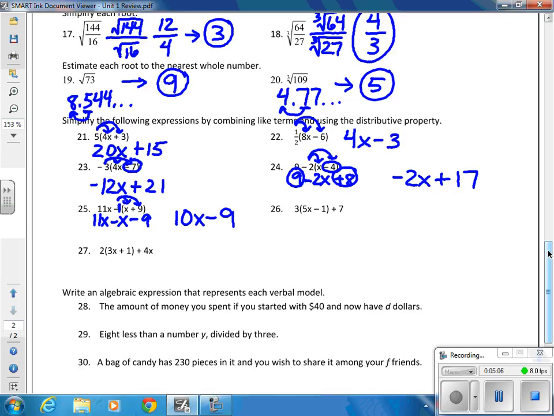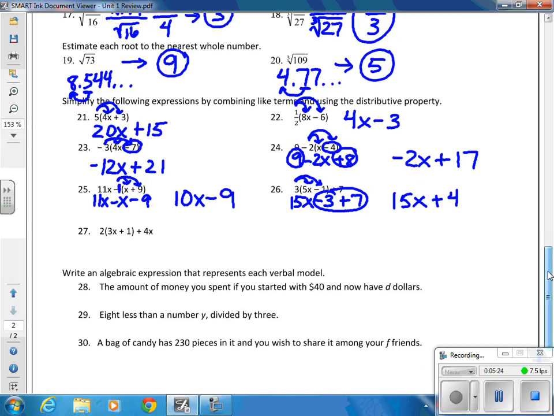For number 26, distribute your 3. 3 times 5x is going to give you 15x. 3 times -1 is -3. Bring down the +7. There's nobody to go with the 15x, so he's the first thing in your answer. And then you've got -3 plus 7, which produces a +4 for the remainder of your answer.